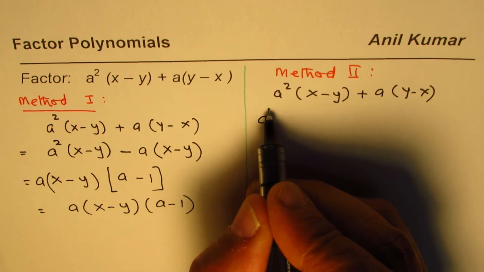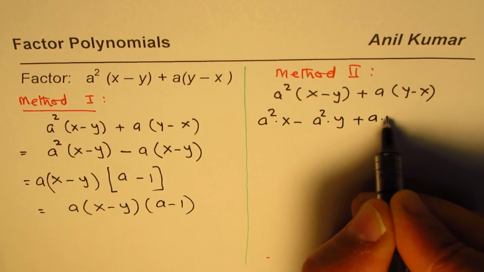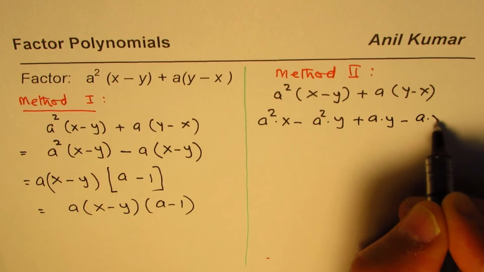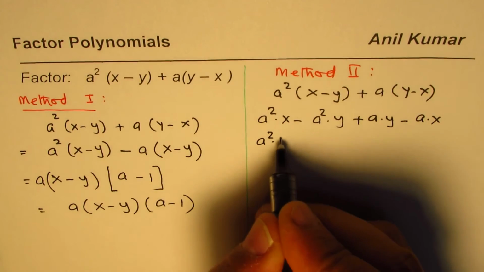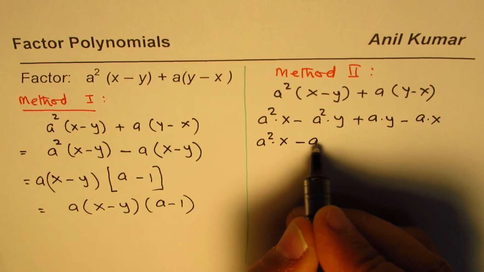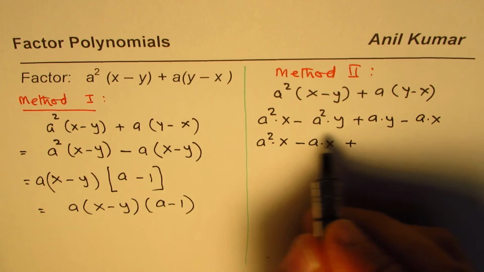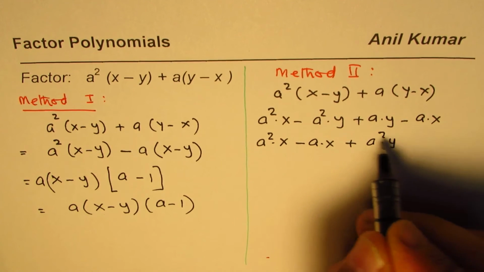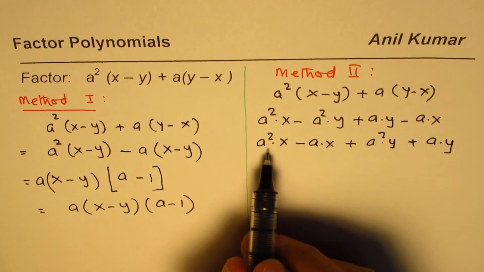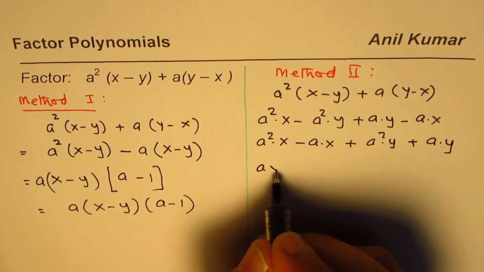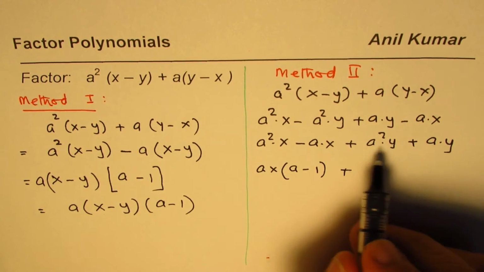So when you expand, you get a squared times x minus a squared times y plus a times y minus a times x. Now you can bring the like terms together, which is a squared times x minus a times x. And here, it's better to write a squared times y plus a times y. Now you can group and factor these two. ax is common, correct? So ax is common. You're left with (a minus 1) plus, here, ay is common.